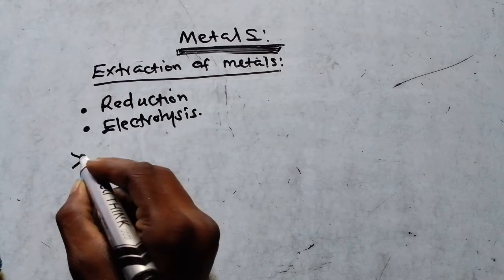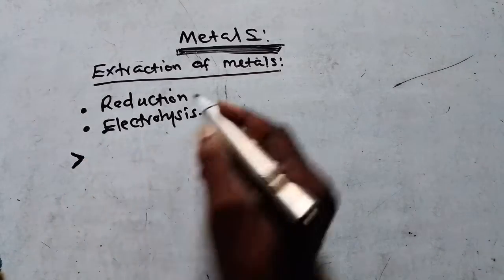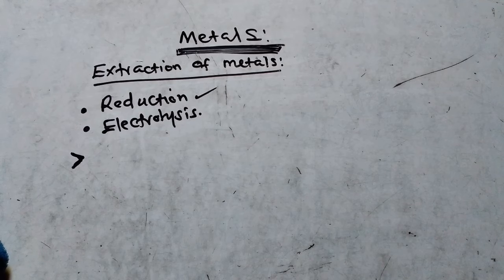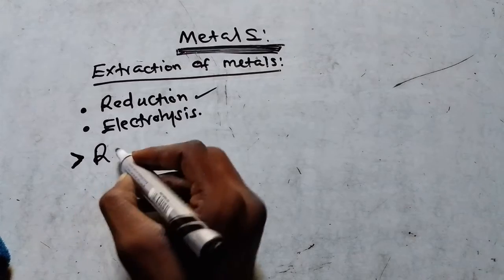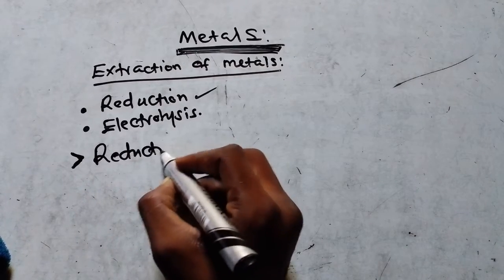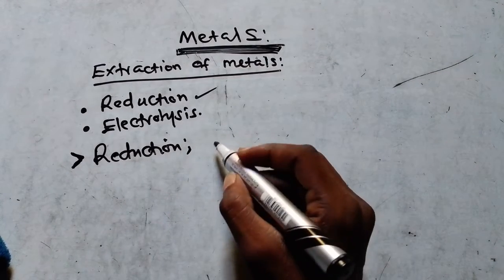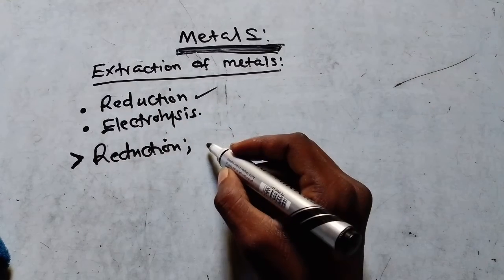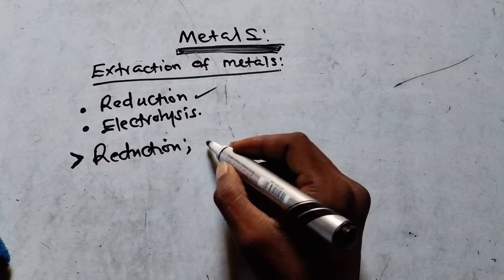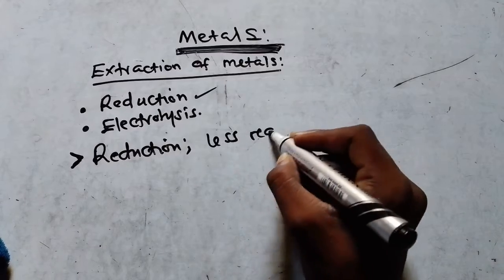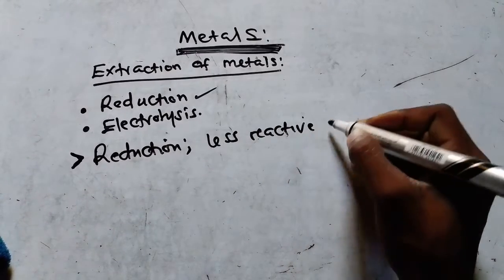Then, what's really involved with reduction? Reduction is used to extract less reactive metals such as copper, iron, and zinc. So this one is used to extract less reactive metals.